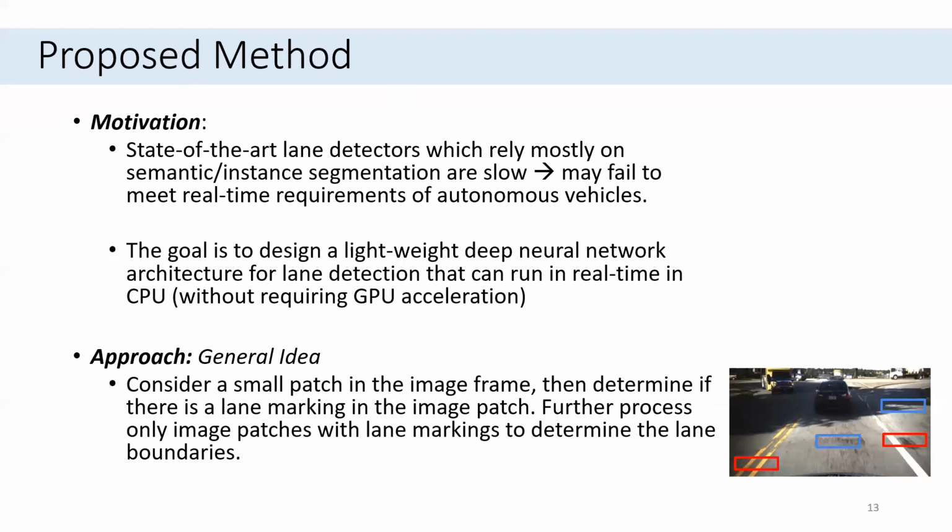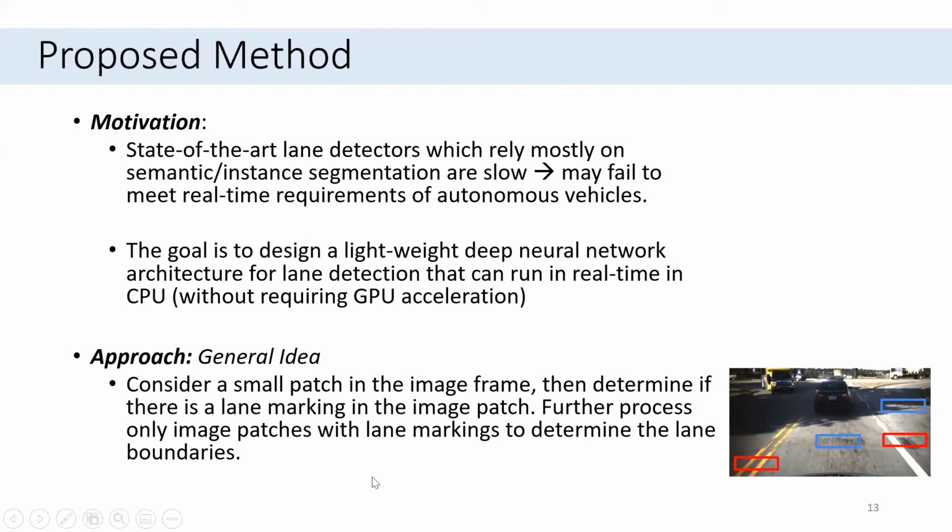If the state-of-the-art lane detectors are in general slow to produce lane information, they may not be really applicable for autonomous vehicles that require real-time operations. So this paper aims to develop a lightweight deep learning-based detector that can fulfill the real-time needs of self-driving cars without requiring GPU acceleration.